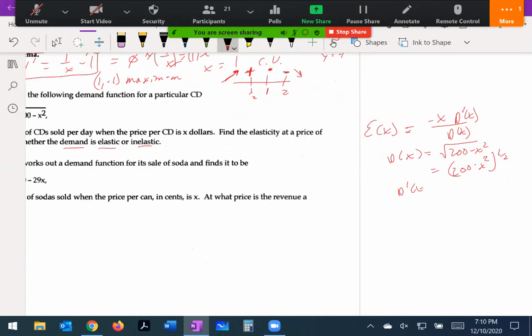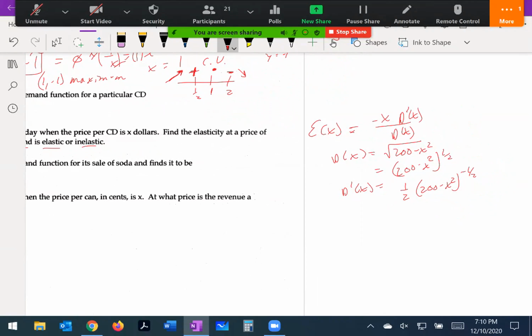D prime of x is going to be 1/2 times 200 minus x squared to the negative 1/2 power times the derivative of the inside. This is chain rule, times negative 2x. Okay, so the 2 and the 1/2 will cancel. This leaves me with negative x on the top over 200 minus x squared on the bottom, and it's to the 1/2, which is a square root. Okay, so that's d prime of x.